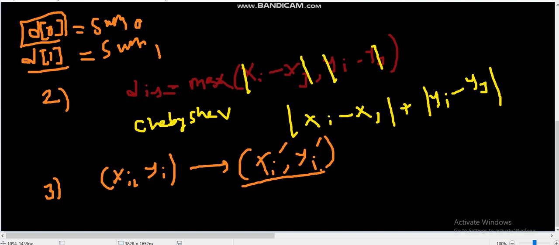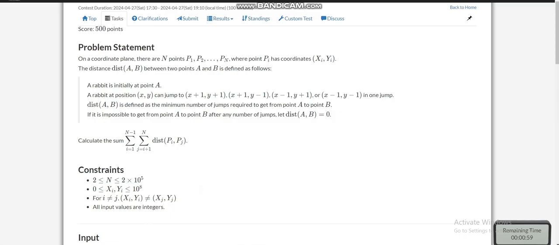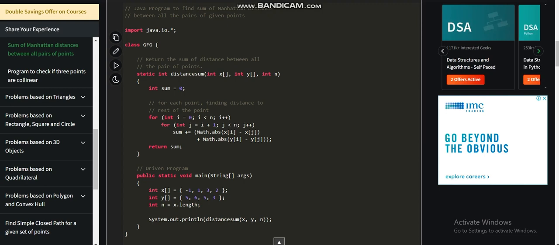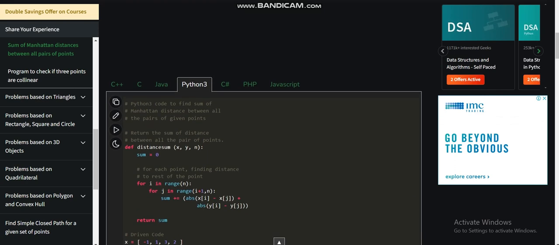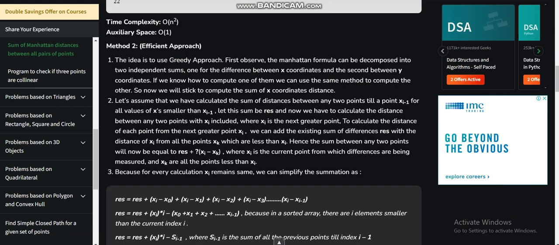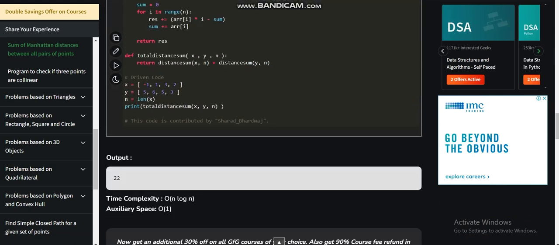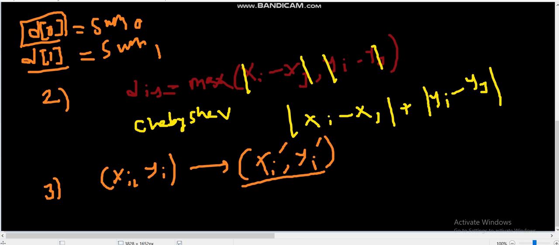Before jumping into how the transformation works, let's look at already written code for the sum of Manhattan distances in order of n log n. I will provide the link of this GFG article in the description box. The article is about the sum of Manhattan distance between all pairs of points. This is solvable in order of n log n, and it is quite straightforward, so I am not going into that. Our main algorithm is to transform xi comma yi to xi bar comma yi bar. So let's jump into that.